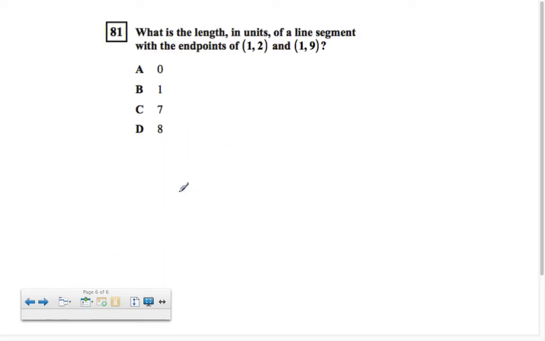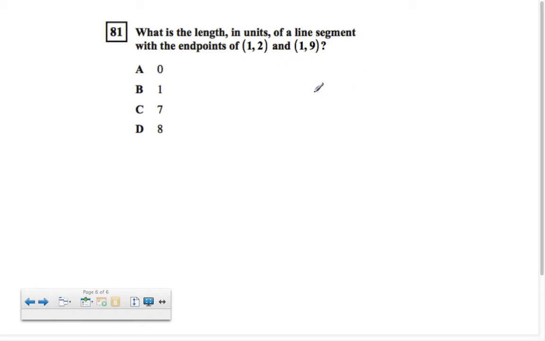But what if I don't have a graph at all? What if there is no line? What if we have something like this? What is the length in units of a line segment? There's our timer, we're almost done. Of a line segment with the endpoints of (1, 2) and (1, 9). There's no graph. There's no lines to count.